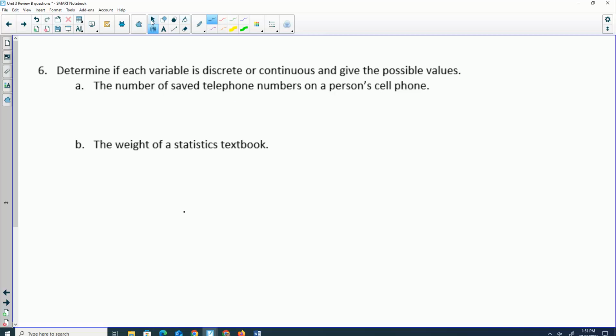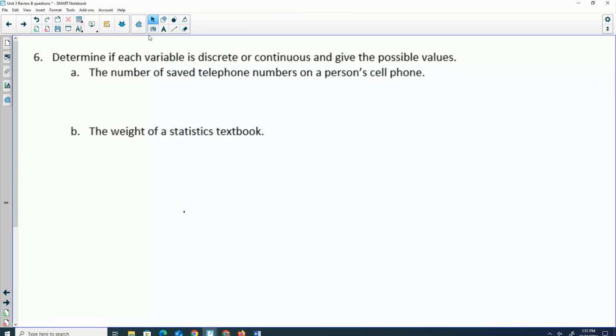Next one. I apologize, I think the numbering was off on your copies. I fixed it when I made my slides, but it should be number 6. Determine if each variable is discrete or continuous and give the possible values. So this is our more recent stuff. The number of saved telephone numbers on your cell phone. Would that be discrete or continuous? Discrete.